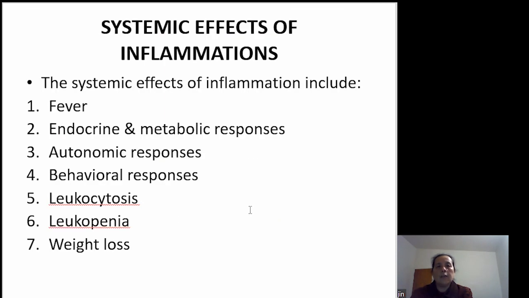And when inflammation happens, we call it a local reaction, but it's not limited to the local area. There may be other symptoms, like a whole-body reaction: maybe fever, maybe behavior changes, maybe metabolism changes, maybe blood cell changes, or maybe body weight loss. So that's for today's class.